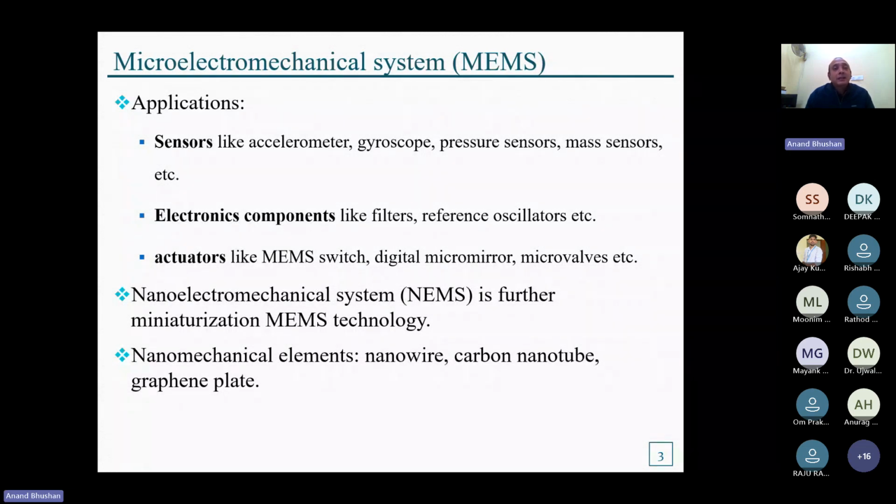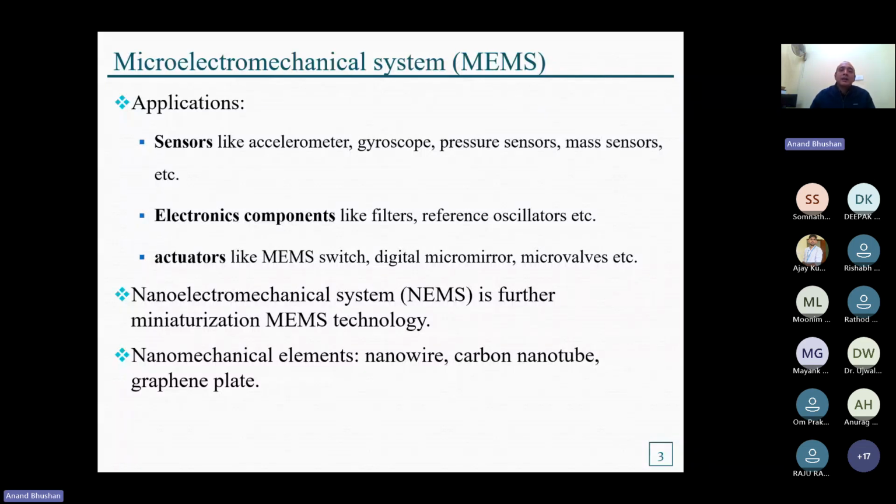Similarly, other components of MEMS are electronic components like filters and reference oscillators, which are widely used in RF MEMS, radio frequency MEMS, and used to build up electronic components in circuits. MEMS is also used as actuators like MEMS switches, digital micromirrors, and microvalves. Microvalves can be used in microfluidics. The digital micromirror is used for image processing, and a micro switch can act as an optical switch and be used to direct the light for different applications.